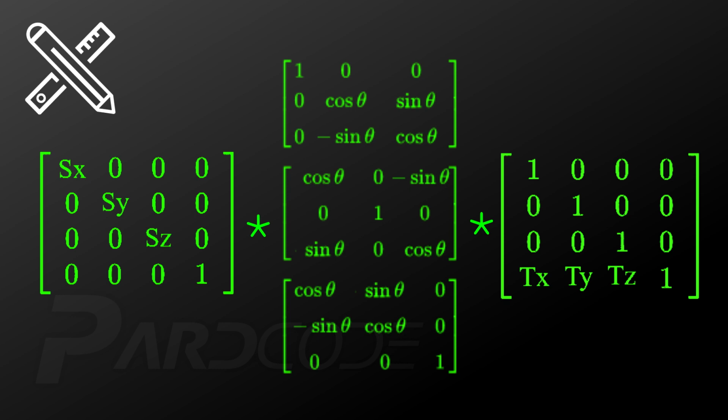Generally, we should multiply the scale matrix with the final result of the rotation matrices, and in the end, the resulting matrix should be multiplied with the translation matrix. The combination of these matrices is usually called world matrix. The meaning of world matrix will be explained in the next tutorials.